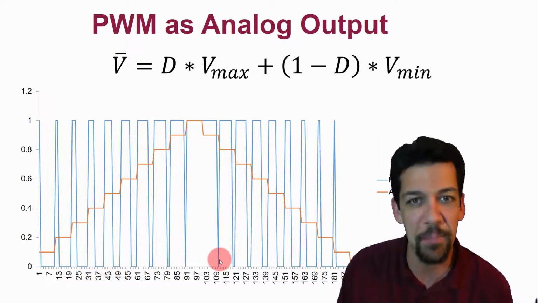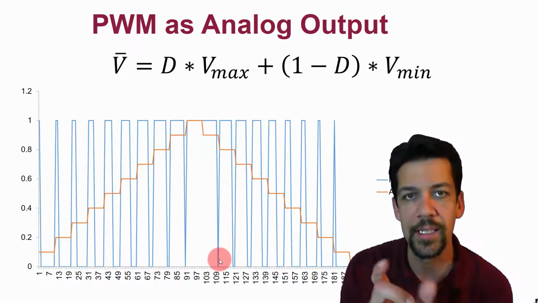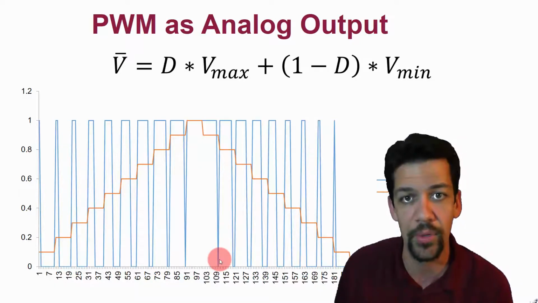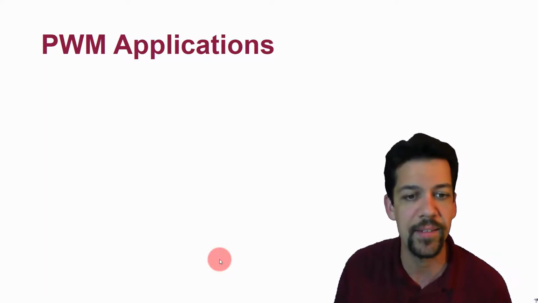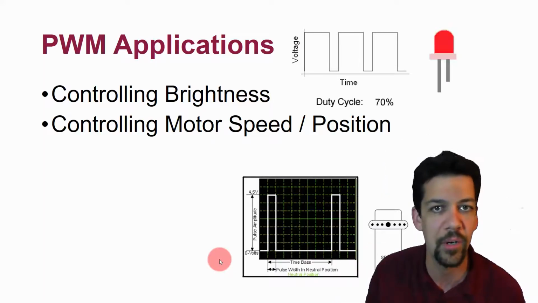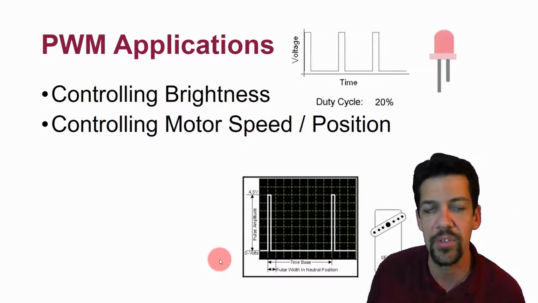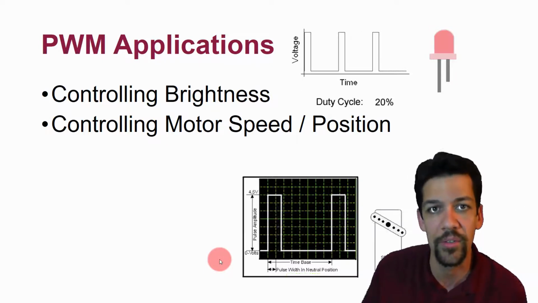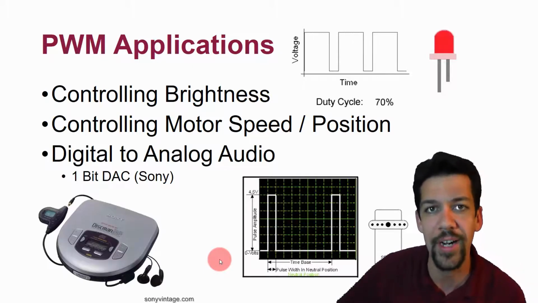And I can step this as much as I want. The resolution I have to control the time on in my signal is how much control I have over the output voltage. What I can do with this is some pretty neat stuff. I can control the brightness of an LED, or I can control motor speed or rotation. So if it's a servo, I can control the position of a servo. If it's a motor, I can control how much power goes to the wheels of a robot and control its speed that way. Or I can even generate audio output.